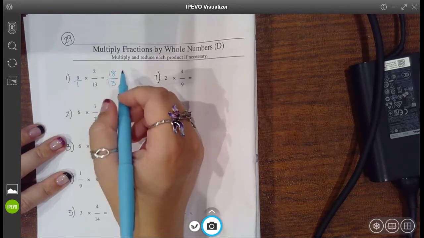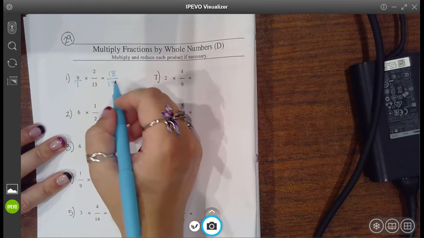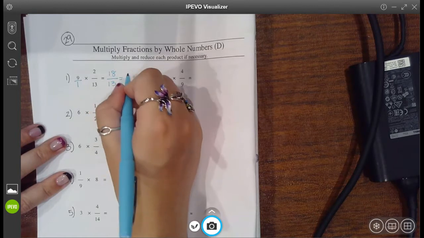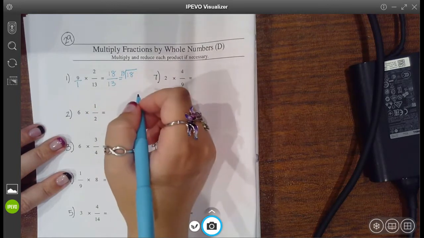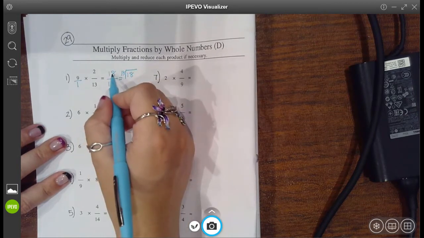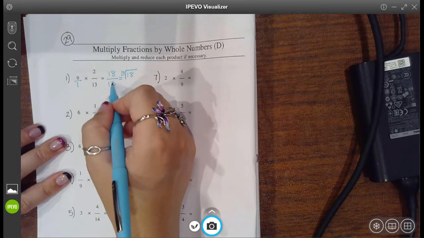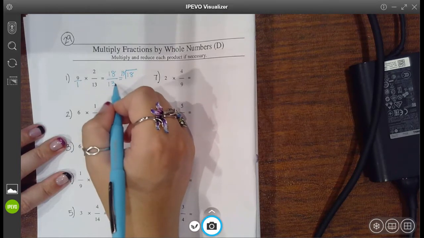But if it's improper, meaning that the top number is bigger than the denominator, then you want to take the top and divide it by the bottom in order to change it from an improper fraction to a mixed number. So remember, top dog goes in the house, or in and out, in and out. That's what a hamburger is all about. Inside the house and outside the house.